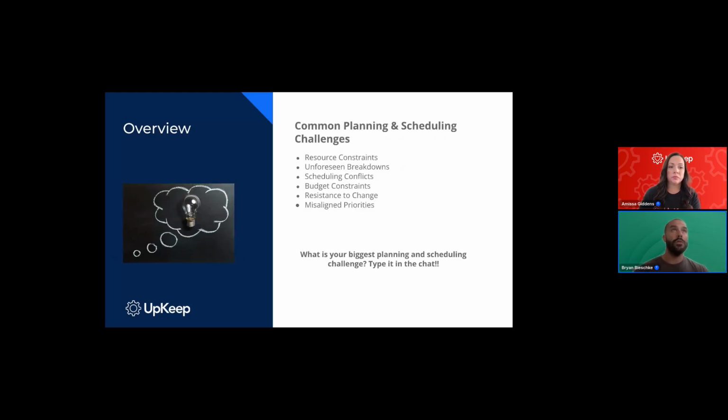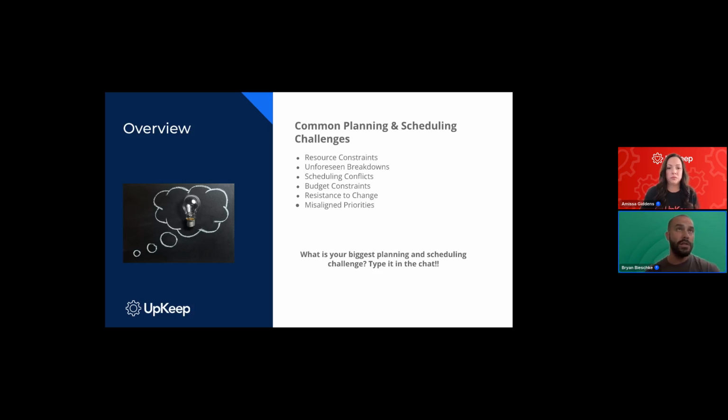All right. So this is an overview, right? What are some common planning and scheduling challenges? We all know resource constraints. I don't have enough of this or of that, or I can't get this or that, right? They always eat into what we're doing. Unforeseen breakdowns. Hey, I want to plan, but I'm stuck doing reactive work too much. Scheduling conflicts. Hey, I plan to have this machine down, but operations change their schedule and now they're doing X or whatever. Budget constraints. We want to do the right things, but we don't have the money to fund those things. That's a real thing.